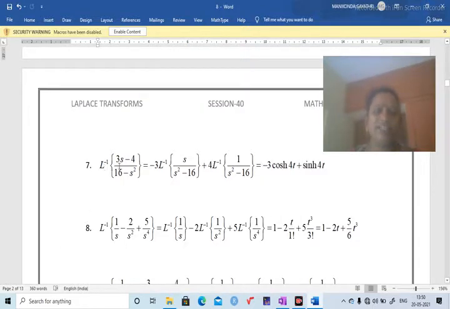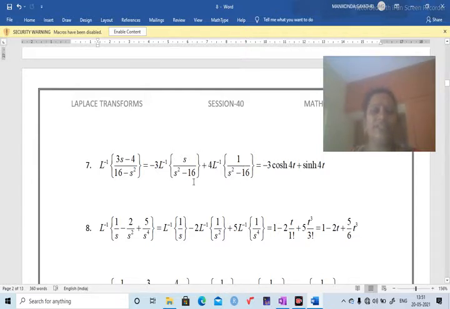L inverse of 3s minus 4 by 16 minus s square. Take the minus sign common, then the denominator becomes s square minus 16. So that minus will come here, minus 3 L inverse of s by s square minus 16. Here a minus sign is there. We already took the minus sign common. That's why plus 4 into L inverse of 1 by s square minus 16.